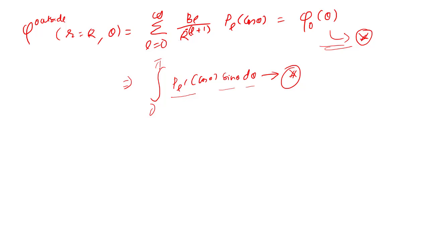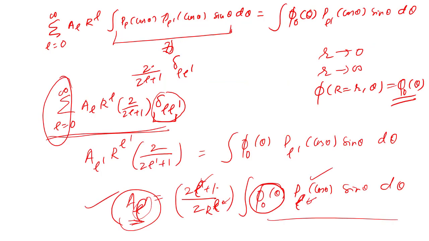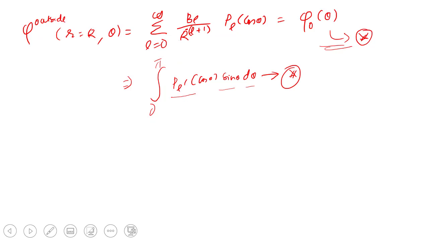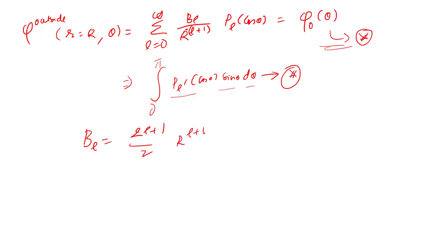And then I can simply write, similarly, just like how I wrote A_L here, an expression for B_L, and B_L would be 2L plus 1 by 2, times R to the power L plus 1, times the integral from 0 to pi d theta sine theta phi 0 of theta. This is the function that is provided to us, and P_L of cosine theta. So we figured out B_L.